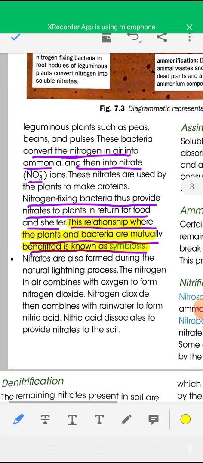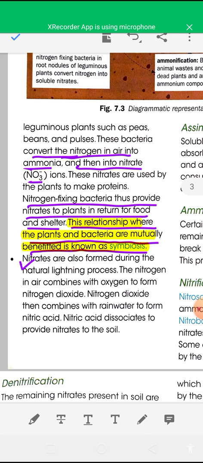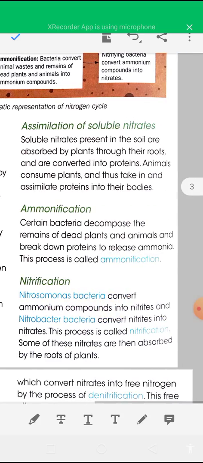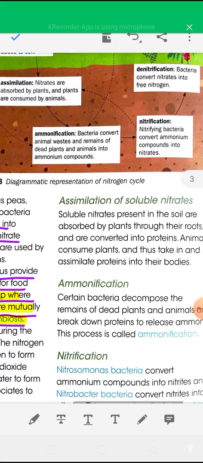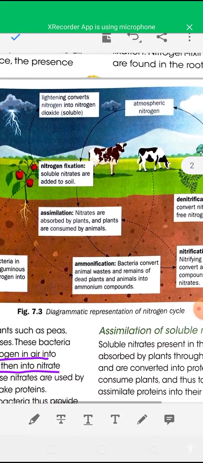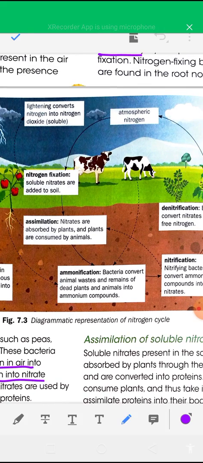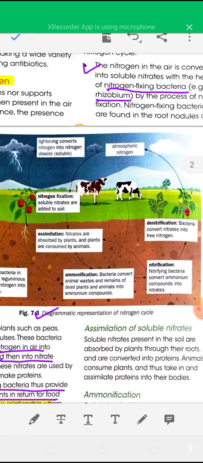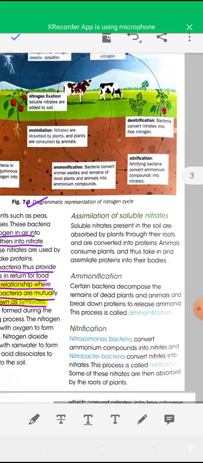The second method of nitrogen fixation is that nitrates are also formed during natural lightning, and the nitrogen in the air combines with oxygen to form nitrogen dioxide. Nitrogen dioxide then combines with rainwater to form nitric acid, and nitric acid dissociates to provide nitrates to the soil. So these are the two methods of nitrogen fixation. A diagrammatic representation of the nitrogen cycle is given, you can see this is the nitrogen cycle.